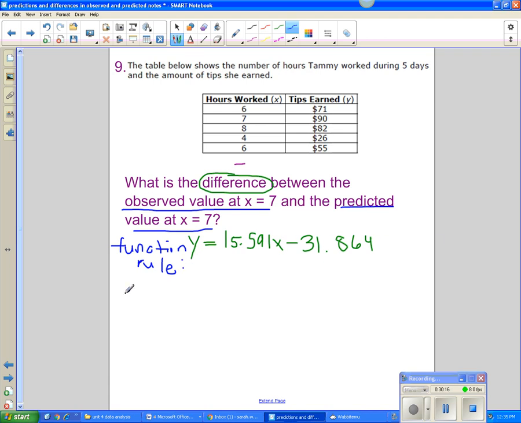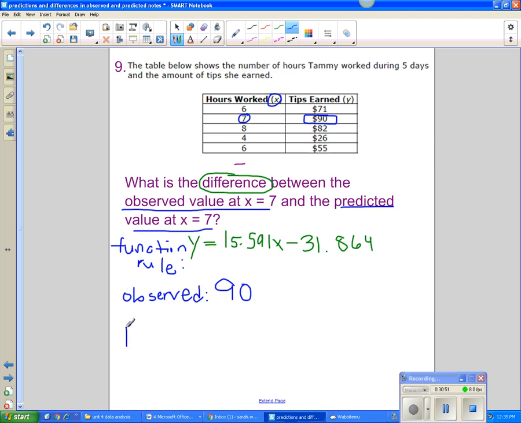Then we're going to do the observed value. So we got to find two different things here. Observe means to see. What do you see up here in the problem at x equals 7? Well, here's x, and there's 7. What does Tammy earn when she works 7 hours? She earns $90. So that is the observed value. Please write that down. So observed is 90.